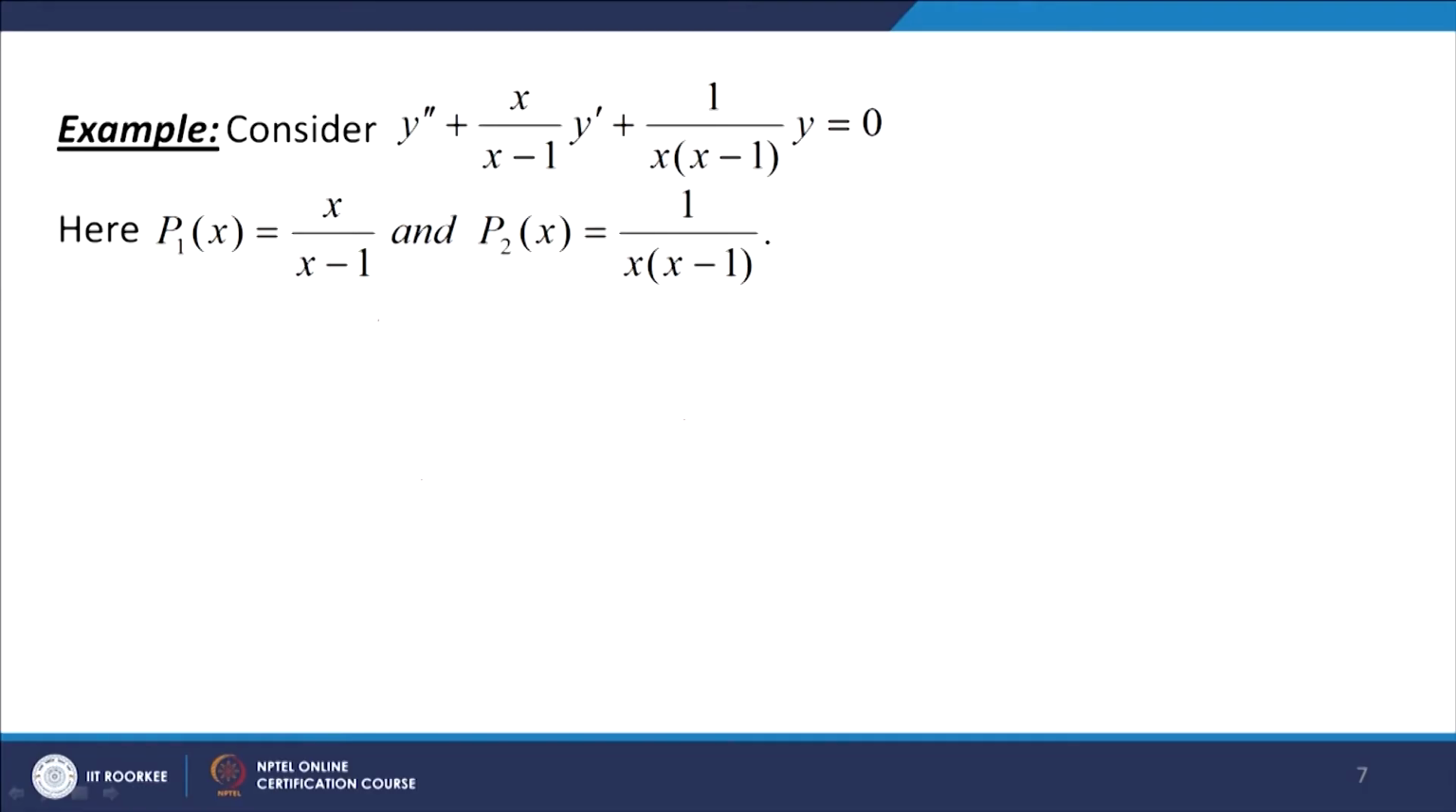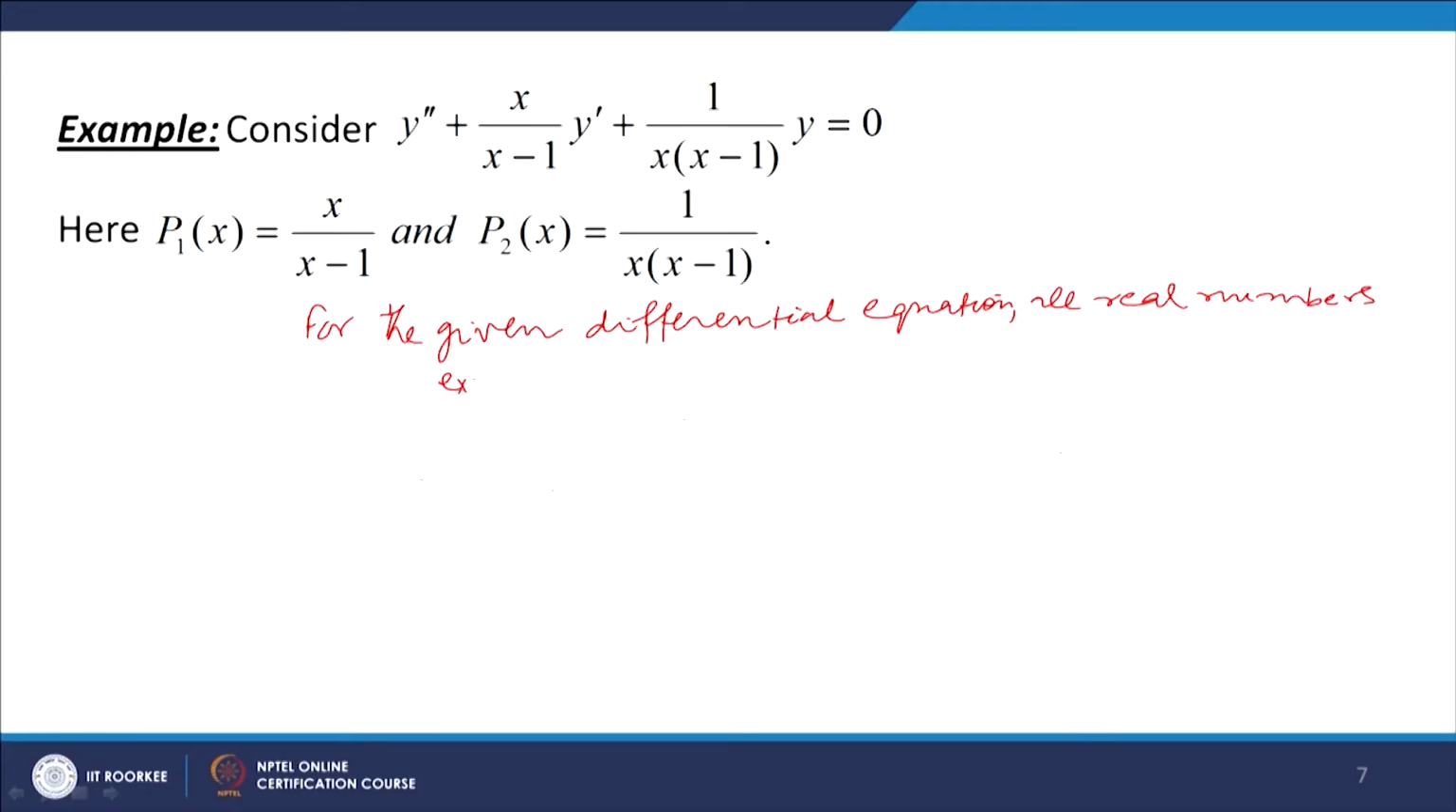So, for the given differential equation, all real numbers except x equal to 0 and x equal to 1 are ordinary points.